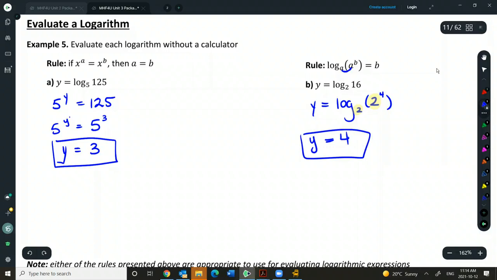And I know that this is true because this logarithm is asking me 2 to what exponent equals 16. That's the answer to the logarithm. So 2 to the exponent 4 equals 16. So log base 2 of 16 equals 4. Okay? So that's always the question. What exponent must I raise the base to get the value inside the logarithm? So what exponent must I raise 2 to get 16? What exponent must I raise 5 to get 125? I must raise it to 3.